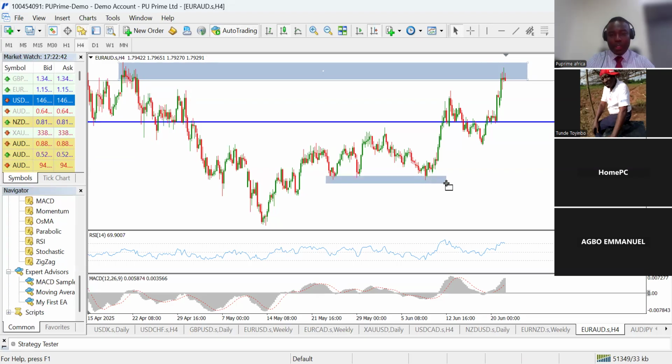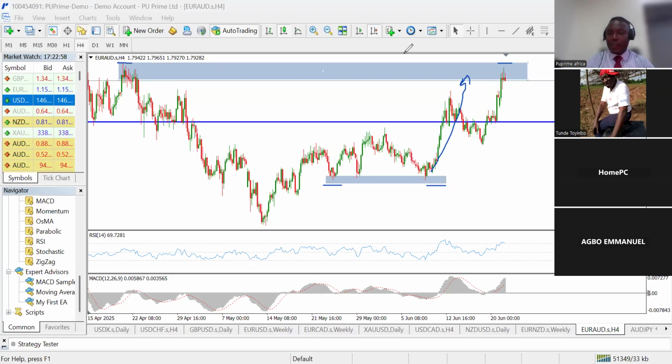Like now we have a support level here, and we might as well target the next resistance level as a take profit. The stop loss can be below the support level. Take note, for the resistance, the stop loss can be above. Let it be a little above.